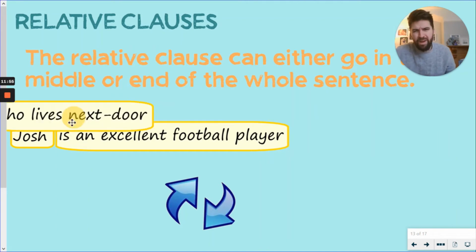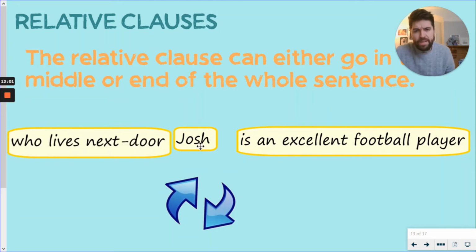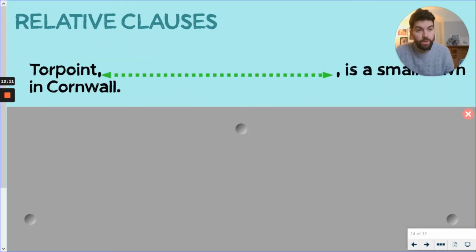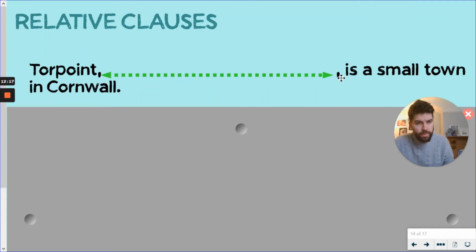What we can't do is put it at the start. If we put the relative clause at the start, we end up with a sentence, who lives next door, Josh is an excellent football player. It's just not going to work. And relative clauses need to go in the middle or at the end of a sentence. Now, when we do put them in, we need to be aware of the punctuation required. We need to put commas either side of the relative clause if we're going in the middle.